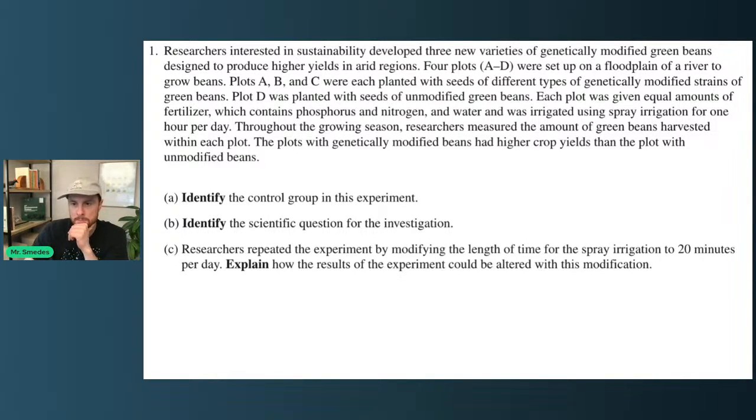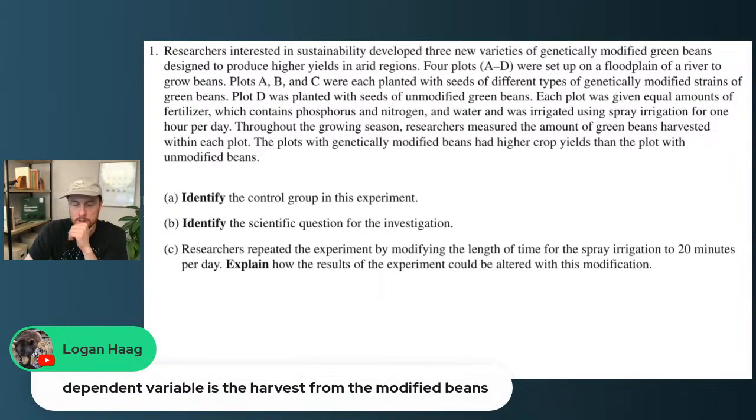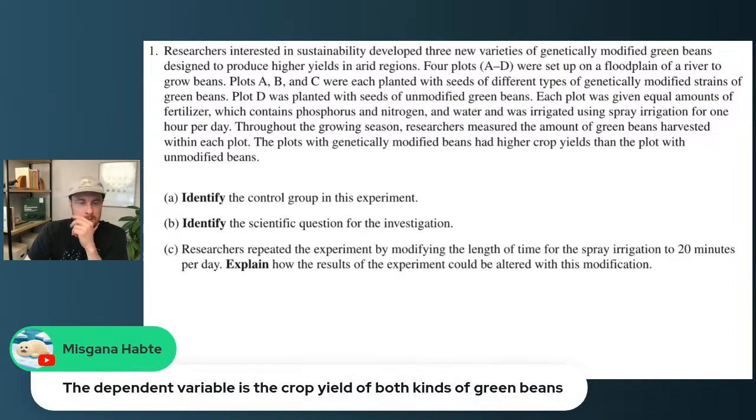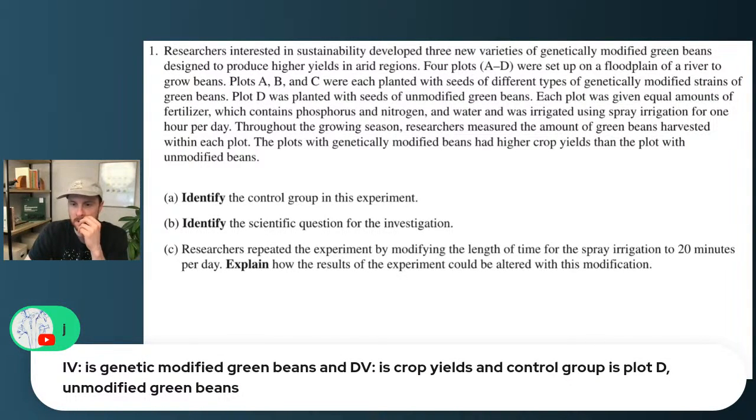All right, so let me try to pull out some of the variables first. Logan says the dependent variable is the harvest from the modified beans. Here's what I wanted actually, sorry. It's going to be the crop yield of both kinds of green beans. It's just the crop yield of green beans. So that's the dependent variable. Let's see if anybody had the IV. So this person is really close, but the IV is not genetic modified green beans. It's whether or not the beans are genetically modified, because it needs to be a condition or a state.